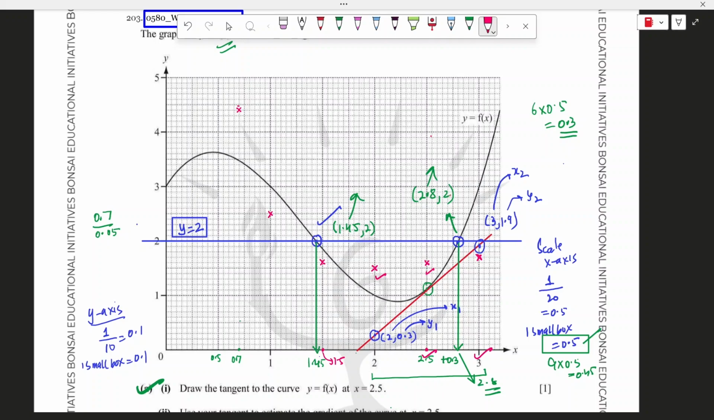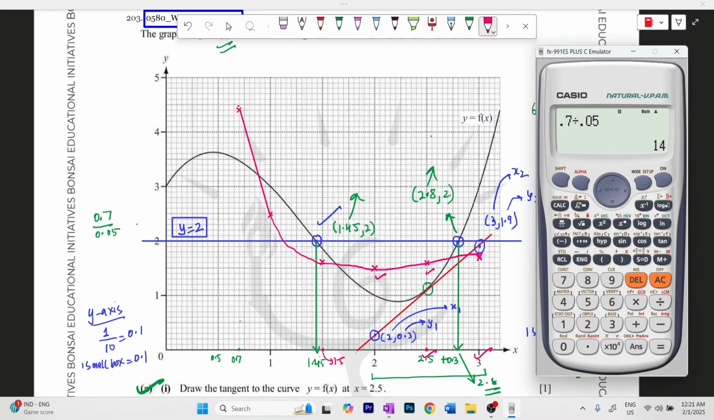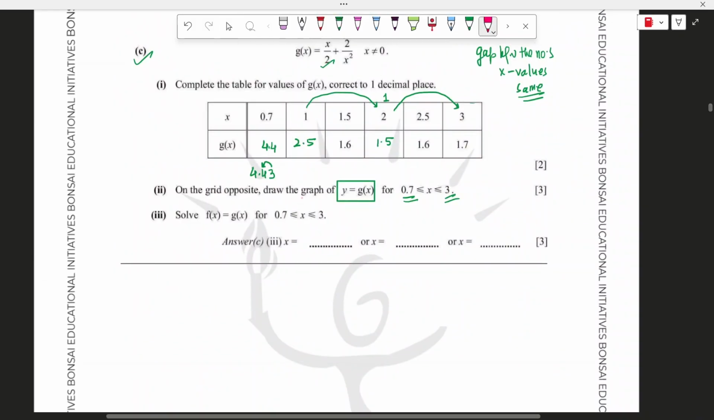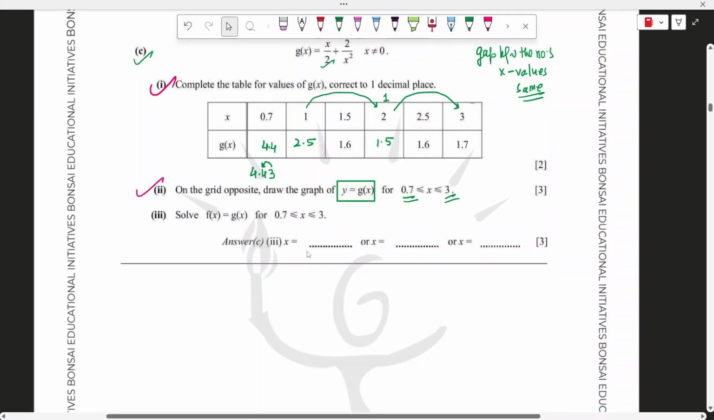Okay, I'm trying to do it with my device, and let me see how I make it. So my graph is not that accurate, but if we are drawing with a pencil and scale, I think we can obtain some good values here. Okay, so this is the graph which we have drawn here, and now on the grid, draw the graph. Part number 1 is done, part number 2 is done. Solve f of x equals to g of x, and we need to find different values.